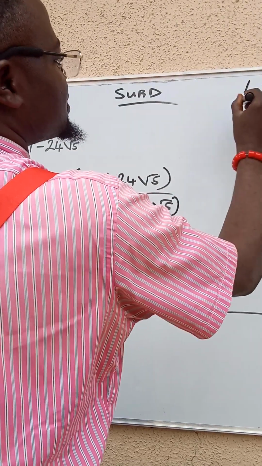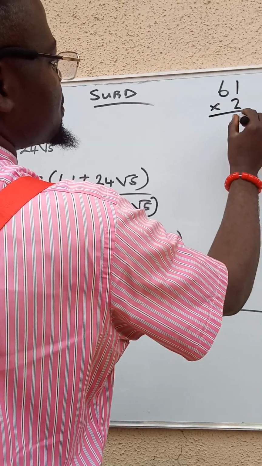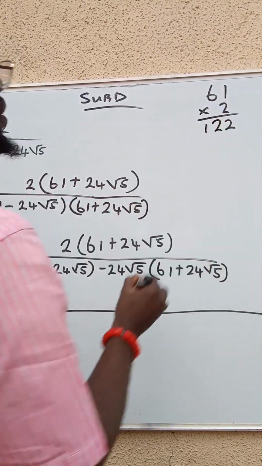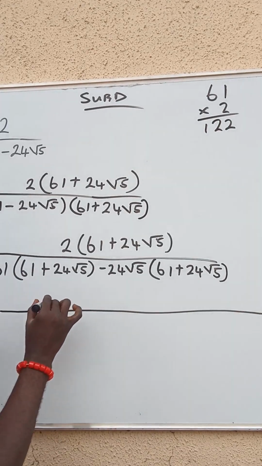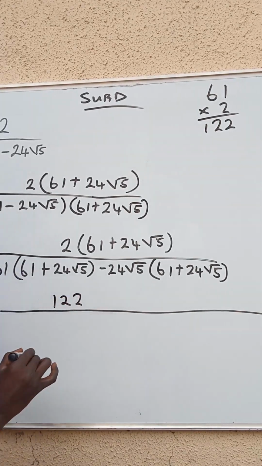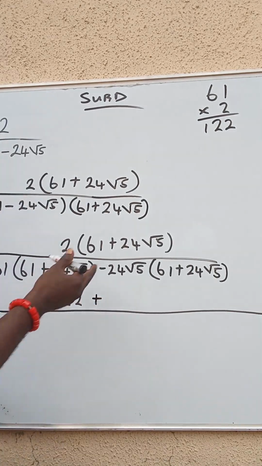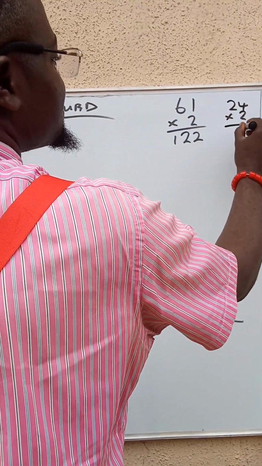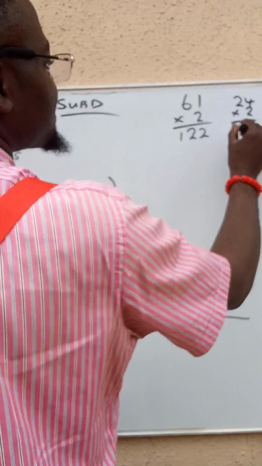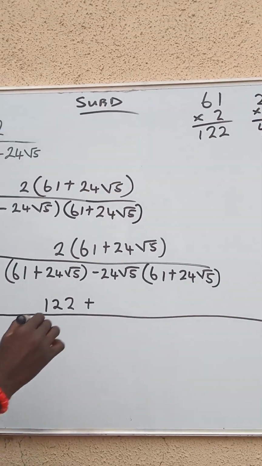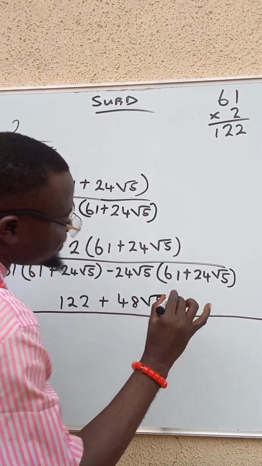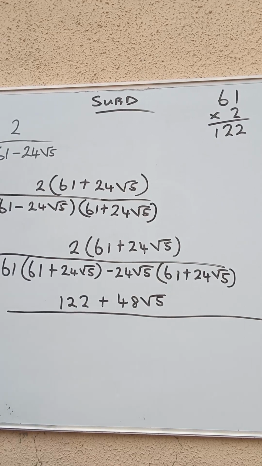I have 61 multiplied by 2. This will give me 2. 2 times 6 is 12. This will give me 122. I have 122 plus, we all know this, that is 24 times 2. This is 2 times 4 is 8. And 2 times 2 is what? 4. So I have 48 root 5. Good. Now, we're not done.